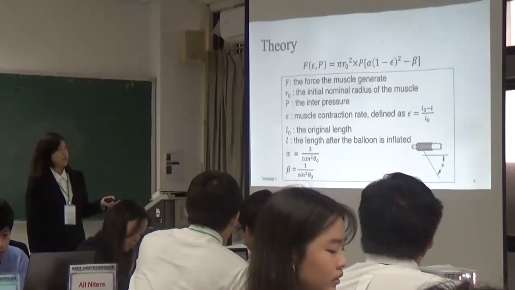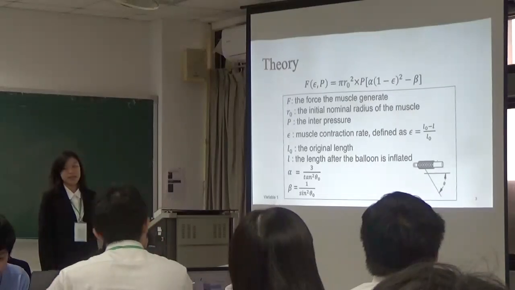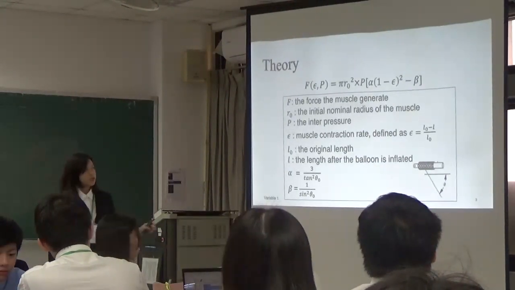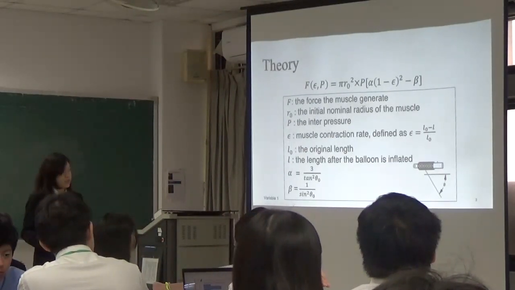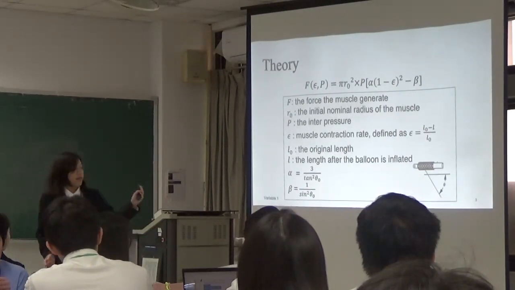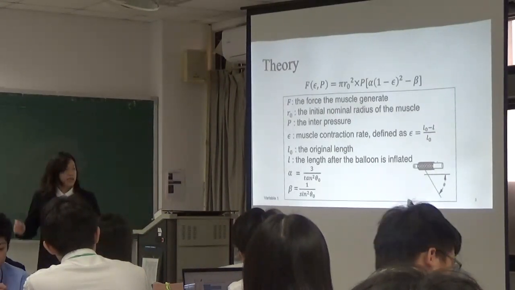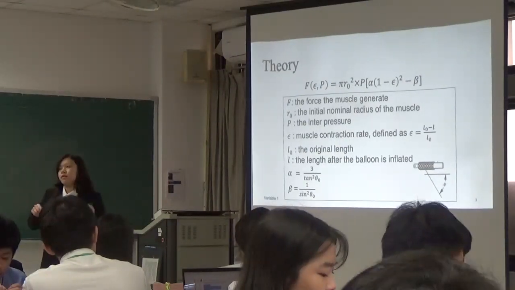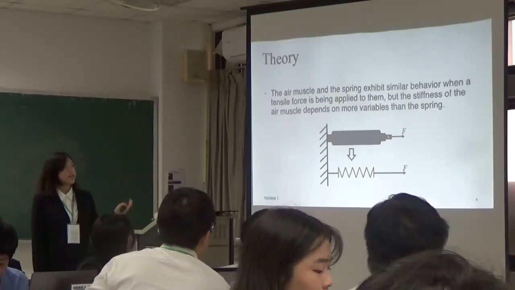This is the first theory. In this formula, you can see that F is the force the muscle generates, R0 is the initial nominal radius of the muscle, and P is the inner pressure, while epsilon is defined as (L0 minus L) divided by L0, where L0 is the original length and L is the length after it is inflated, and alpha is defined as this, and beta is defined by this. By the way, theta 0 is defined as the angle between the center axis of the muscle and the brace angle.